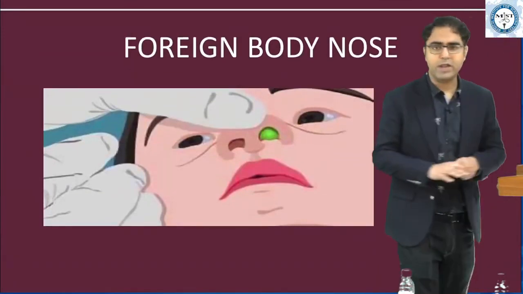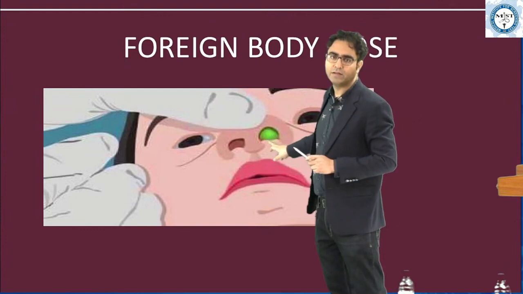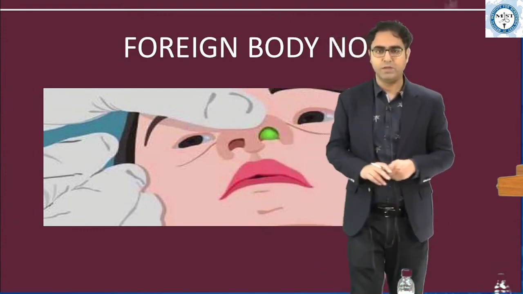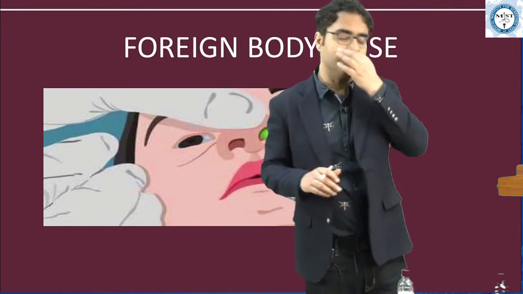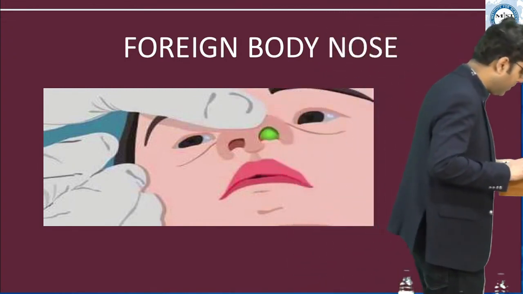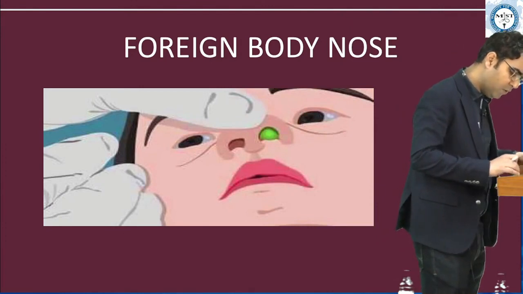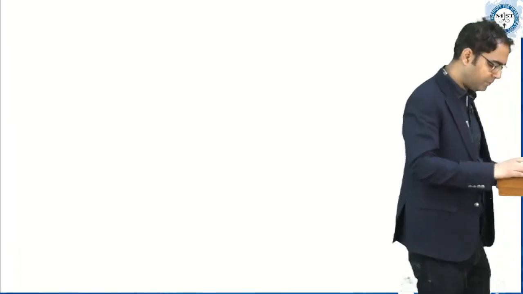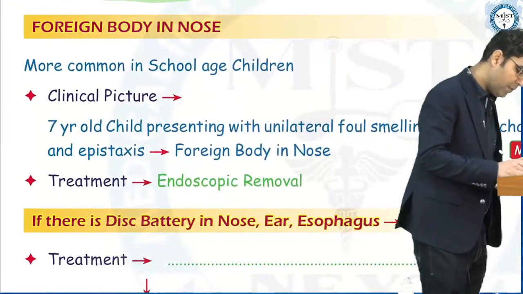Can you see the foreign body in the nose, beta? Can you see this pea-colored thing, a foreign body in the nose, beta? Foreign body nose is more common in school-age children, beta.